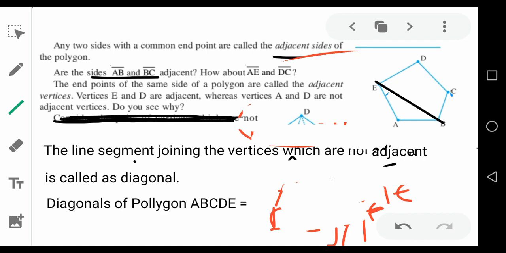Now, can you see another diagonal? Yes, A and C, they are also non-adjacent. So I'm joining this. So we have the next diagonal. Now A and D, that is also not adjacent vertices. Then D and B, that is also not adjacent. E and C, that is also not adjacent. So these all are the diagonals of the polygon ABCDE. Understood? What is called a diagonal? Diagonal means the line segment joining the vertices which are not adjacent. Okay.